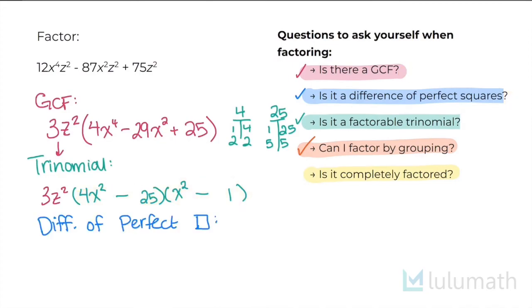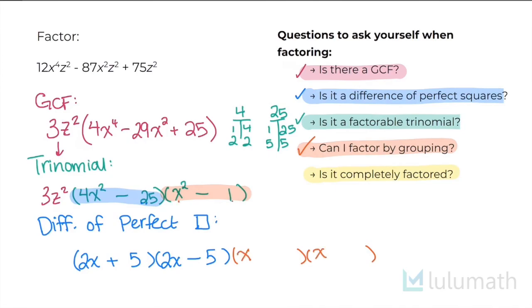Now we have factoring for a difference of perfect squares. So our first binomial is 4x squared minus 25. The square root of 4x squared is 2x, and the square root of 25 is 5, and we can put a plus sign and a minus sign. So that's this first factor that we have here. Now our second factor, this x squared minus 1, I will set up my binomials for this as well. The square root of x squared is x, and the square root of 1 is 1, and then I'll have a plus sign and a minus sign. Again, don't forget to bring down your GCF.